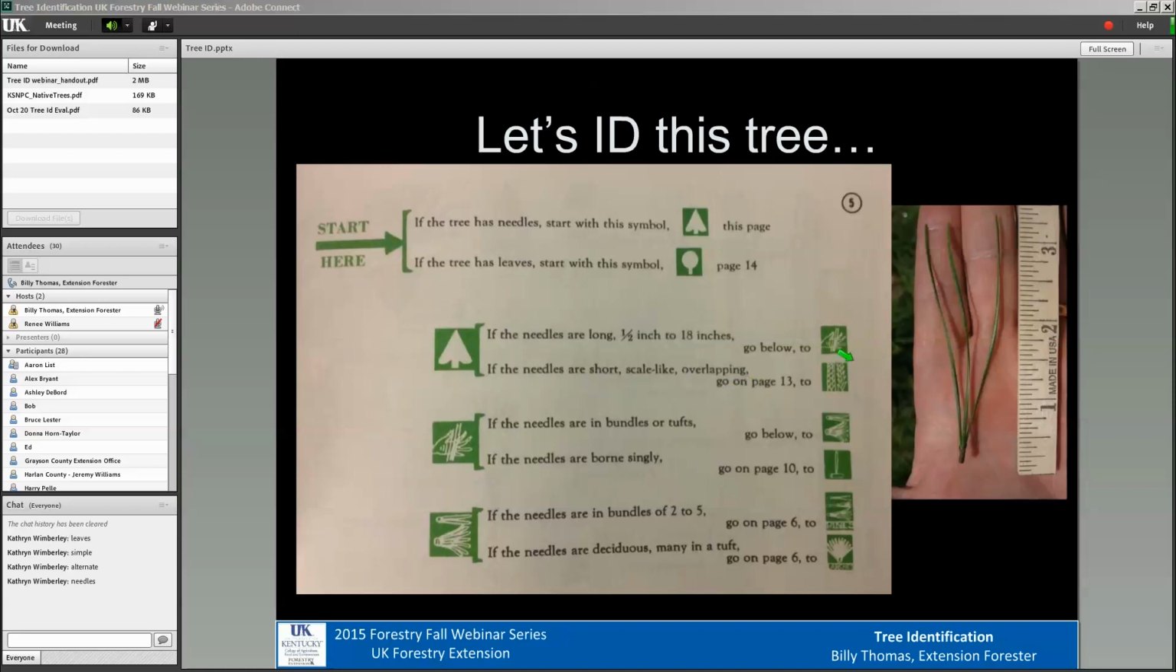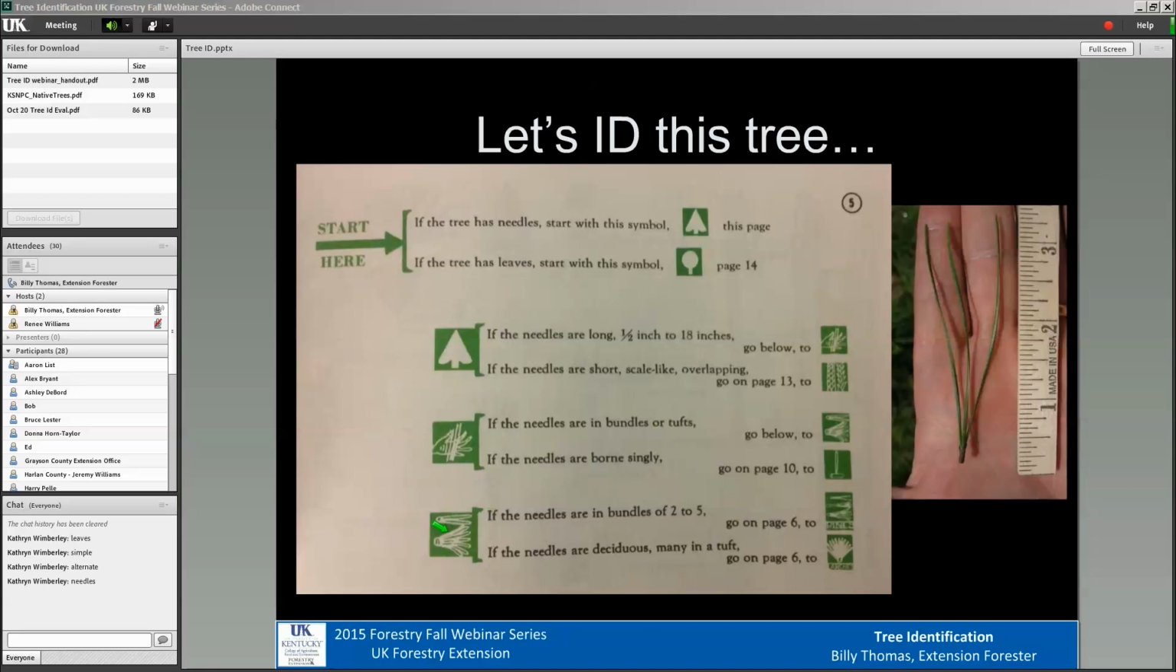Hopefully we can all agree. I've put the little ruler there for you. These are longer than 1/2 inch and less than 18. So we're going to go below to this symbol right here. That brings us to this point right here. And then it's going to ask us, are the needles in bundles or tufts, or are they just a single needle? I think we'd all agree that there are 3 needles in this. So we're going to go below to this symbol right here. And that brings us to this.